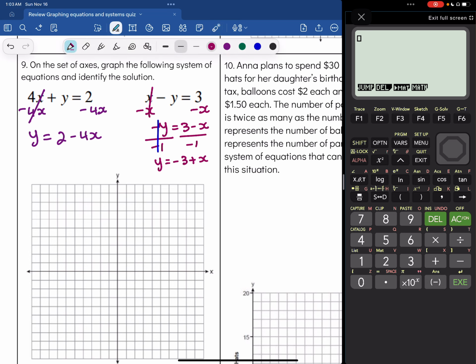So now that I have both of the equations in slope-intercept form, I can graph them. We're going to graph the first equation by starting at 2. Our y-intercept is 2, so on the y-axis, I'm going to put my first point on 2. And then our slope is -4x, right? That means I'm going down 4, right 1. Down 4, right 1.